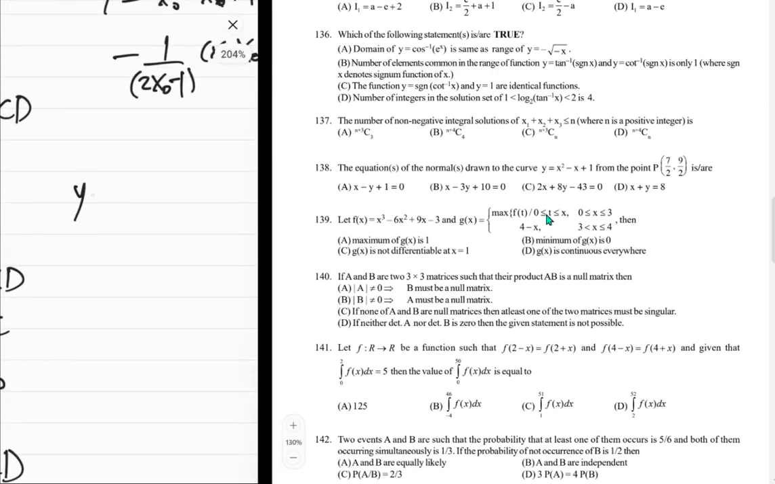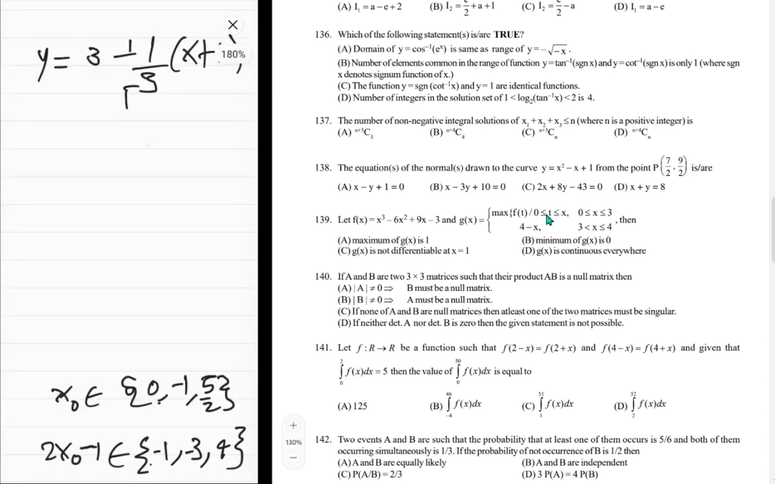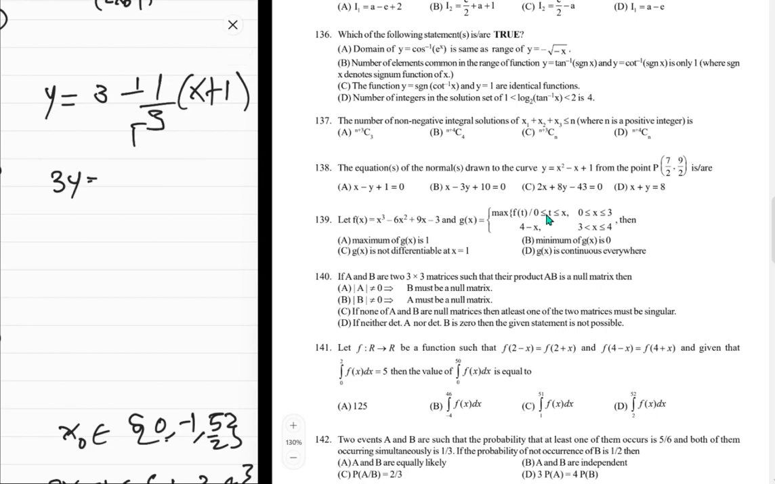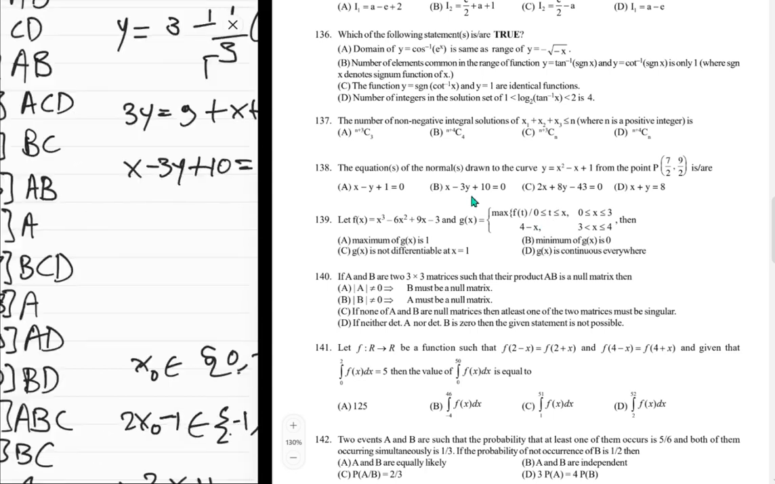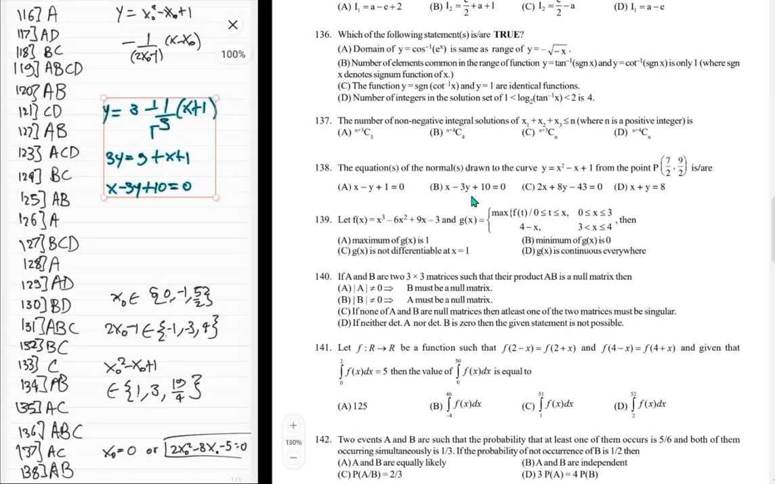So y equal to, we calculated for this, it's just 3. So 3 minus 1 upon all this messy thing, -3 will come, and then x minus of -1, so x plus 1. So this will be 3y equal to 9 plus x plus 1. So x minus 3y plus 10 equal to 0, which is also there. So B is also correct. Okay, let's go for the other one.